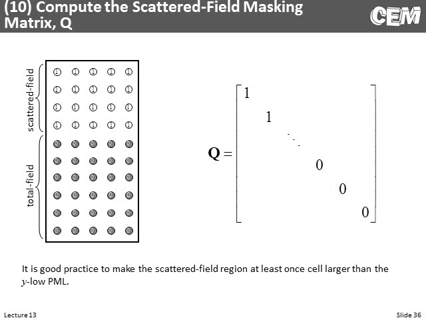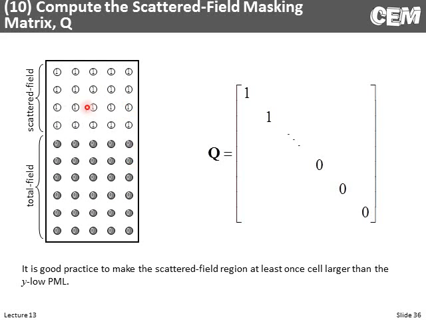Next, we calculate this scattered field masking matrix. I like to go ahead and fill in a grid and place zeros everywhere that I want to be a total field quantity and ones everywhere I want to be a scattered field quantity. And for the way we're constructing this, where we have periodic boundary conditions left and right, I usually make this scattered field the size of the PML plus 1 or 2 more layers. And that plus 1 or 2 more layers is where we're calculating the reflected fields and injecting the source.